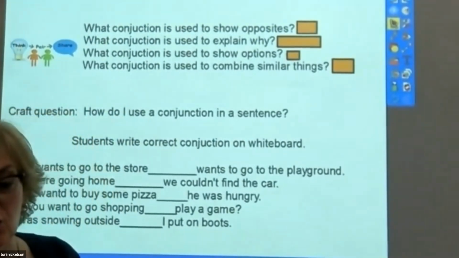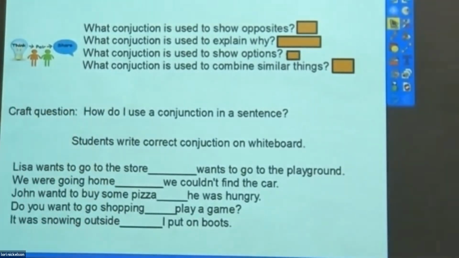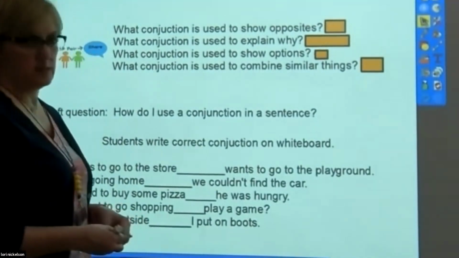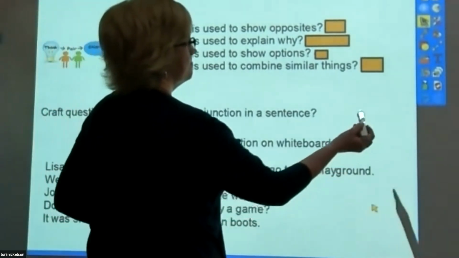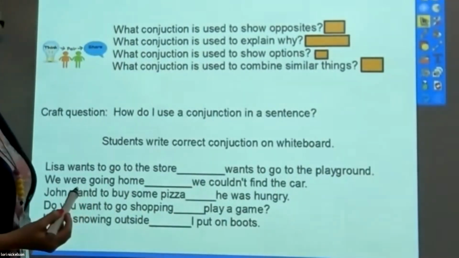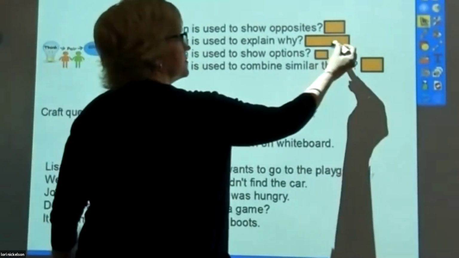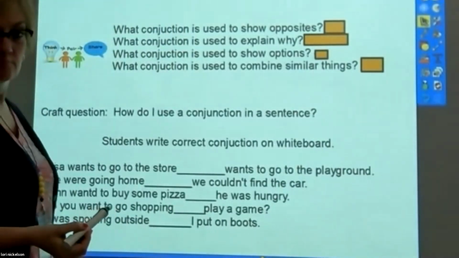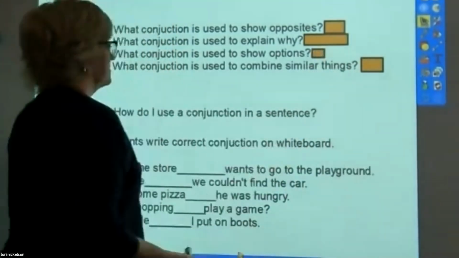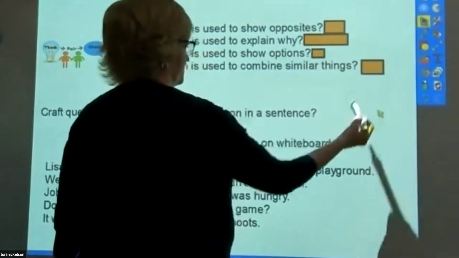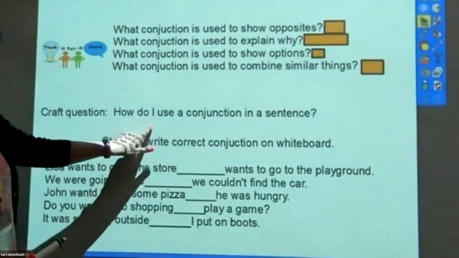And remember, we've been talking about conjunctions and how they glue sentences together, okay? Let me move it there. All right. So let's think about our conjunctions that we've been talking about. What conjunction is used to show opposites? Do you remember? How about the word but? Good. What conjunction is used to explain why? Because. What conjunction is used to show options? Or. And what conjunction is used to combine similar things? And. Good. All right. So, how do we use conjunctions in a sentence?